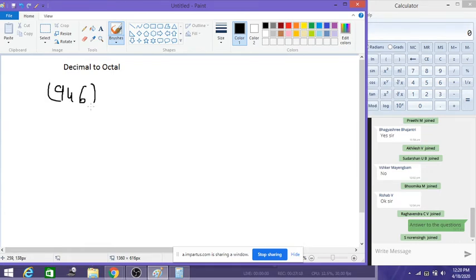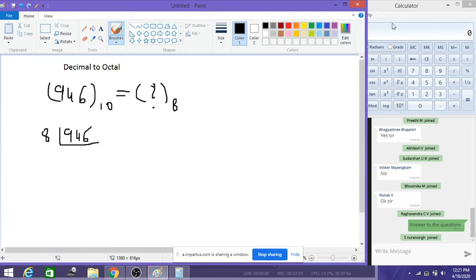So this is 946 base 10. We need to convert this to base 8. So as I said, if you want to convert from base decimal to any other format, then we have to keep on dividing with the respective base which we want. So here it is octal. Octal means it's an 8 number, base 8. So let us keep dividing by 8.